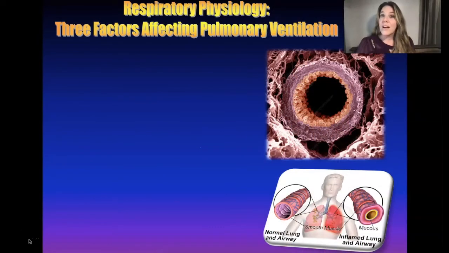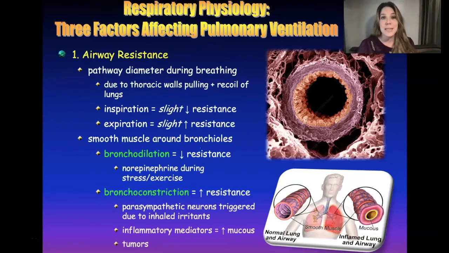There are 3 factors affecting pulmonary ventilation. Number 1, airway resistance. Number 2, alveolar surface tension. And number 3, pulmonary surfactant. So let's talk about each of these, starting with the first one, airway resistance.